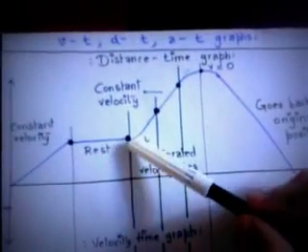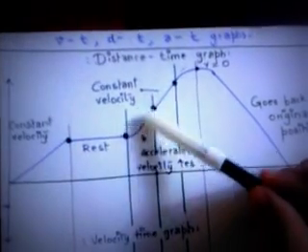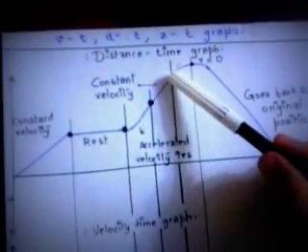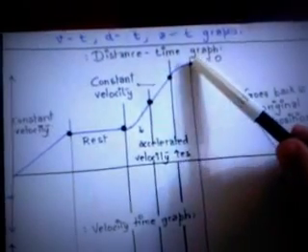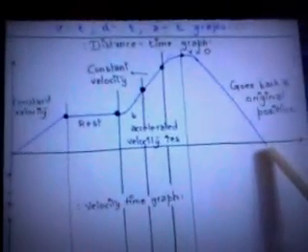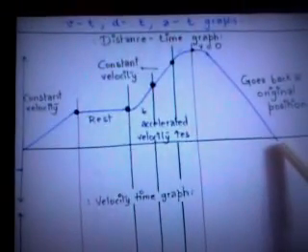Then it accelerated for some time. It accelerated, then moved with constant velocity. Then it slowed down and it goes back to original position. It went back to original position. This was the distance time graph of a car.